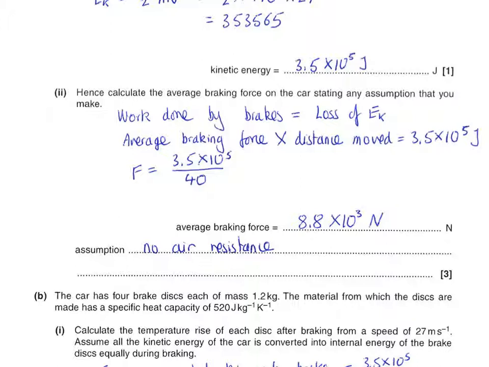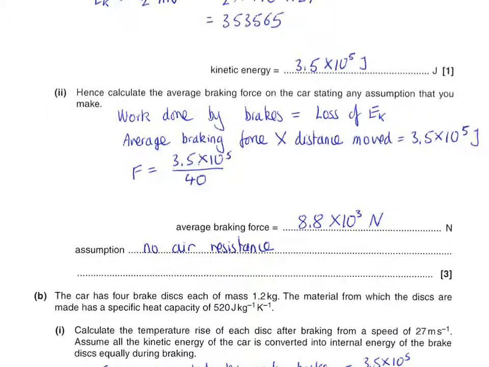Now in essence the assumption is that all of that loss of kinetic energy is a result of work done by the brakes, but what else could have done any work? The most obvious solution to that would be some air resistance. So the assumption they're looking for is that there is no air resistance involved.